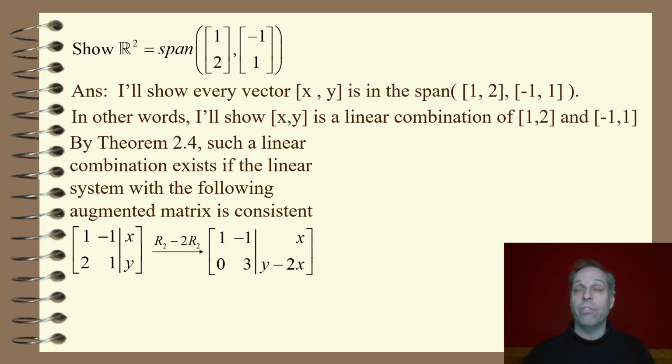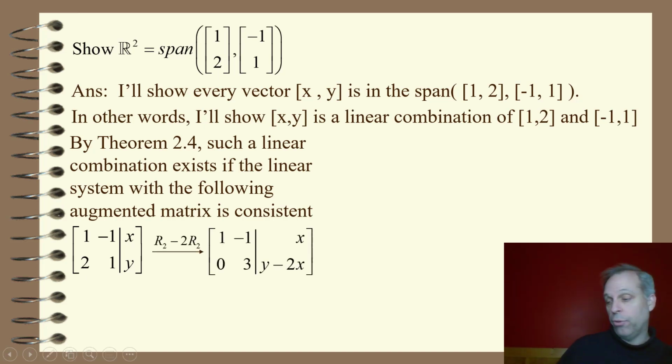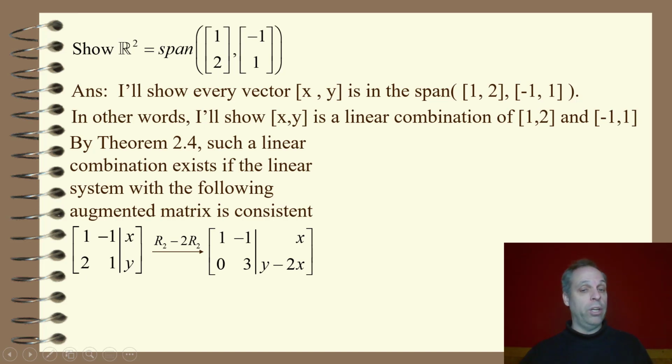You'll then get this. Now I stopped after a certain point. I could keep going here, but this is as far as I really need to go, because by looking at that matrix, which is in row echelon form, I instantly know that the number of leading entries in this case is 2, and that's the number of rows. So this system is instantly consistent, which means every vector is a linear combination of just these two.